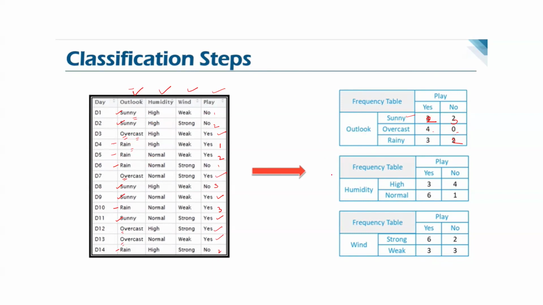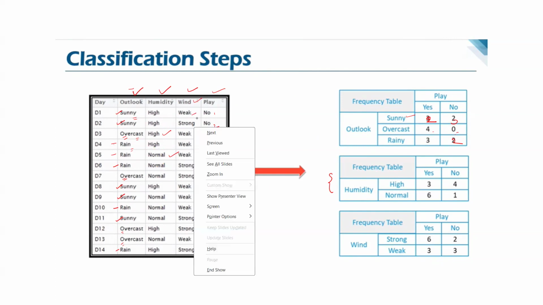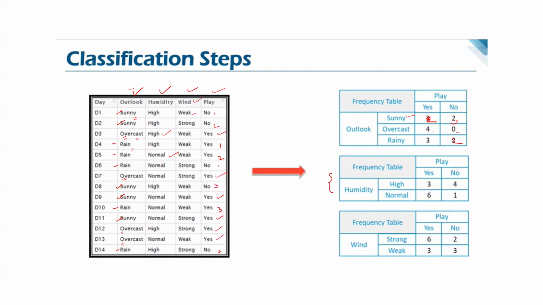Similarly, check humidity. In humidity, we have high and normal. Check how many yes and how many no there are for high, and similarly how many yes and how many no for normal, and construct the frequency table. Similarly for wind. In wind, we have weak and strong, only two values.